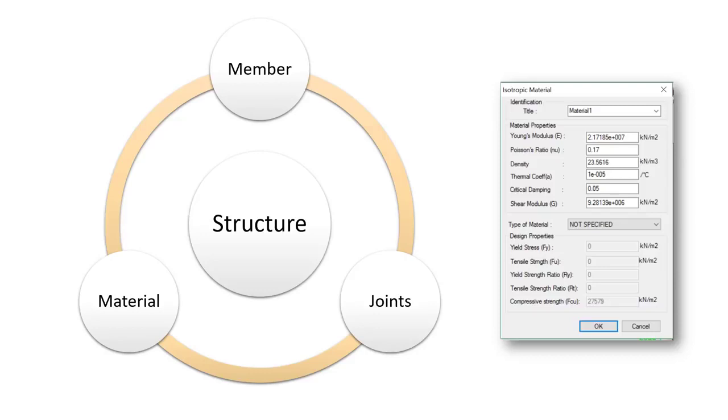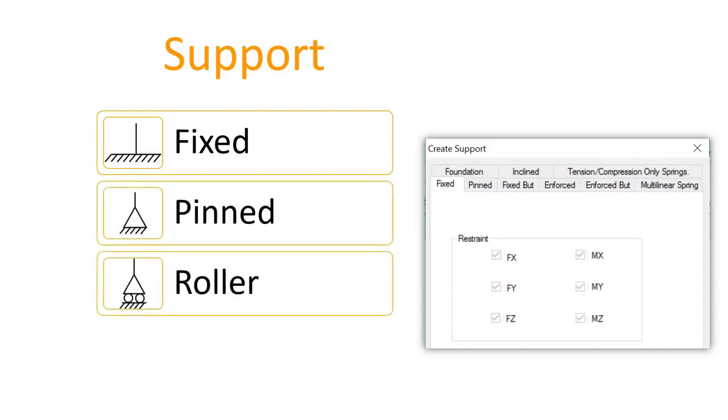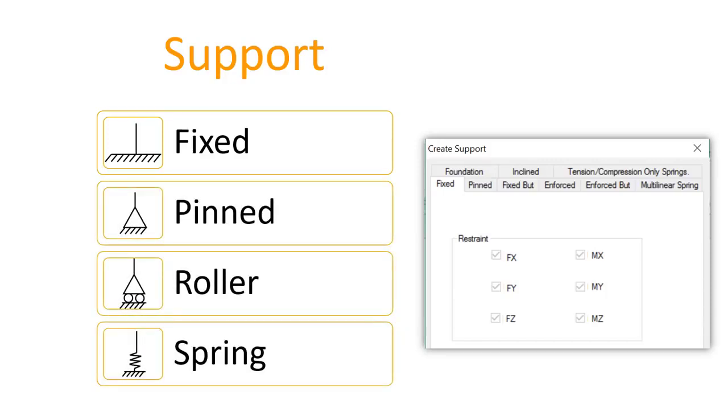The next input which you need to understand is the support. On the right, you can see the various STAAD supports. In general, we tend to use the fixed support, the pin support, the roller support, and occasionally the spring supports. I'll talk about these supports in much detail in a later movie. The third input is the loads.